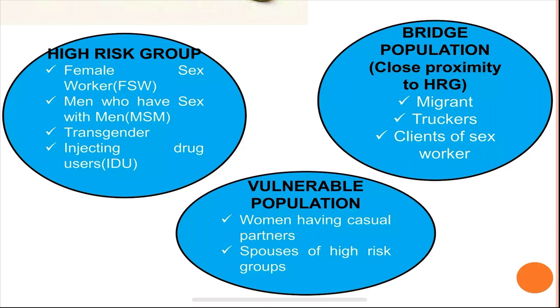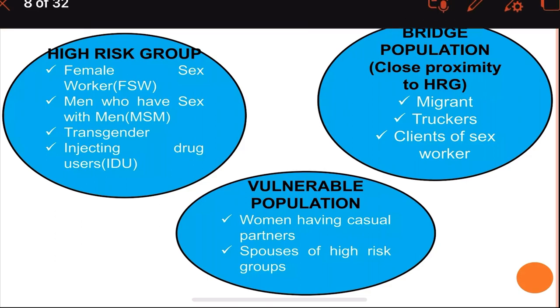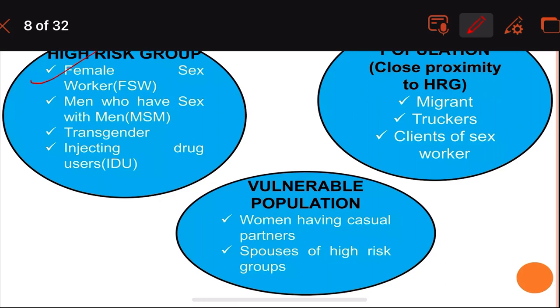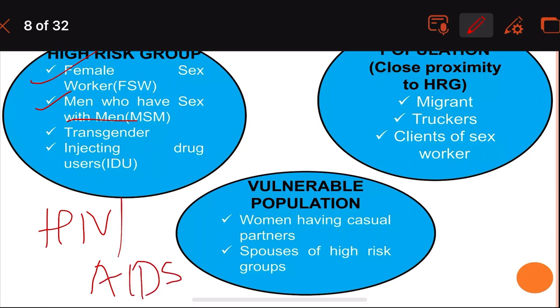Moving further, the high-risk groups are the female sex workers and men who have sex with men. So these are the high-risk groups for HIV infection or AIDS. Who are the high-risk group people? The female sex workers, men who have sex with men, transgenders, and injecting drug users, the IDU users.